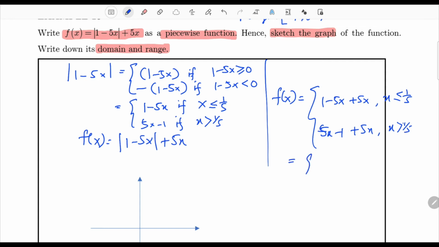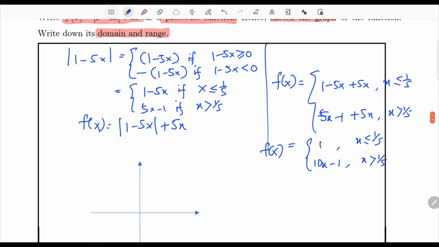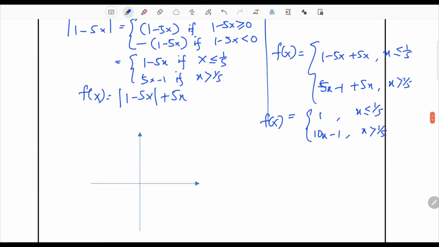So simplify further. You have f(x) to be 1 when x is less than or equal to 1 over 5, and 10x minus 1 when x is greater than 1 over 5. So now we have the piecewise function ready. Next we need to sketch. This is your x-axis, y-axis and the origin.